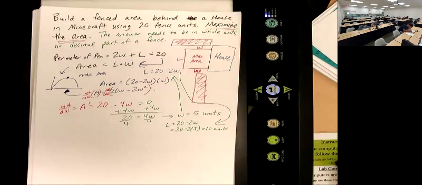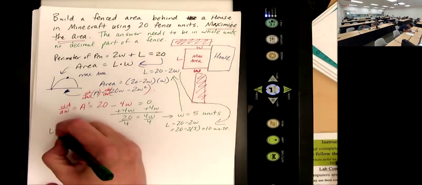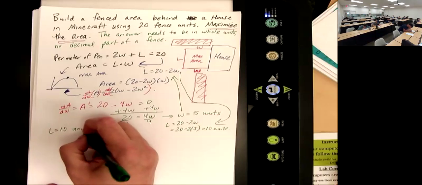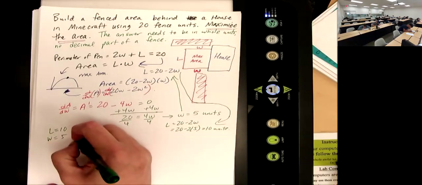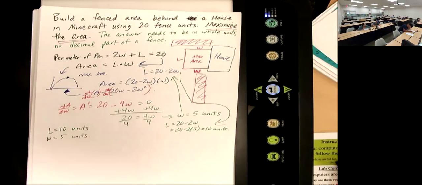So that should maximize the area. Length equals 10 units. Width equals 5 units. We can check real quick.